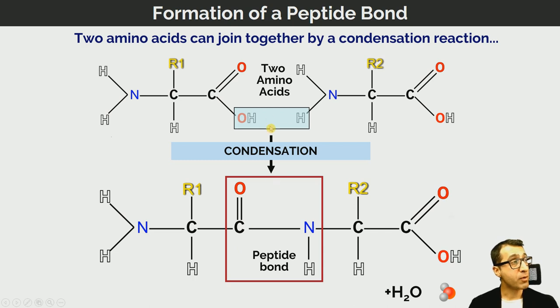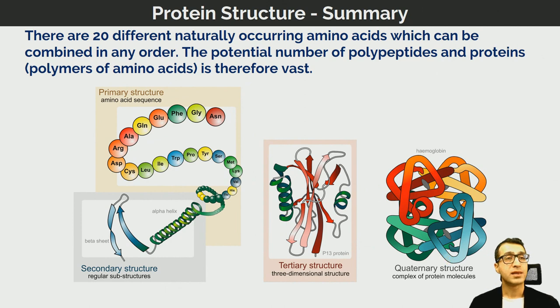And we did this by removing a water molecule, and so the water molecule is removed here. Now, there are about 20 different naturally occurring amino acids, which can be combined in any order, theoretically. And so the potential number of polypeptides and proteins that you can form, which are the polymers of amino acids, is obviously a very, very large number. There are a very, very large number of potential ways that you can combine the 20 naturally occurring amino acids in this linear order. And it's for this reason that there are so many different kinds of proteins.